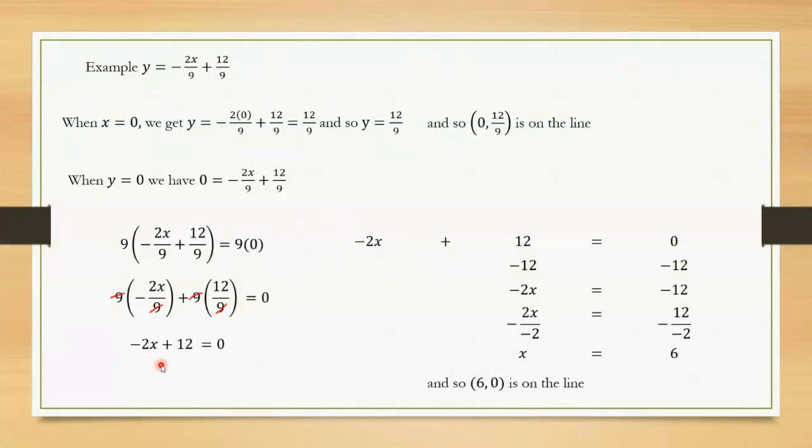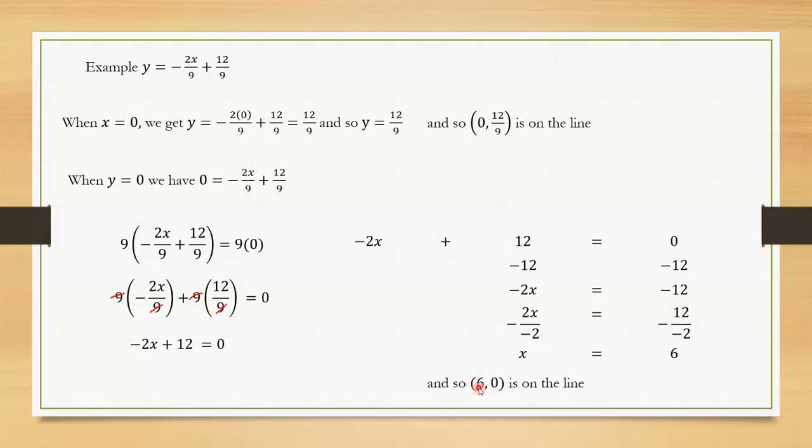Now we want to figure out what x is. That's what I'm doing up here. So we subtract 12 from both sides, and we have -2x is -12. Then we divide both sides by, not by x, by -2. The -2 and -2 cancel, and -12 over -2 is 6, so x is 6. So this is another point on the line.